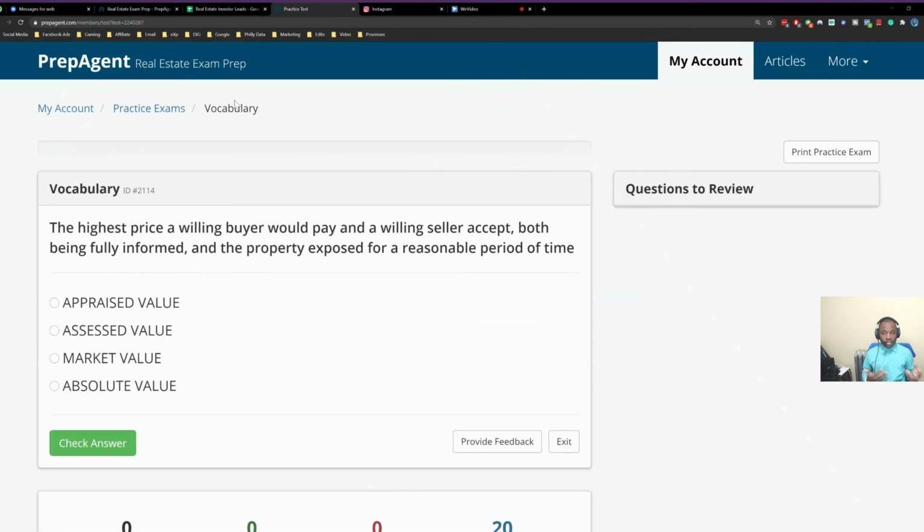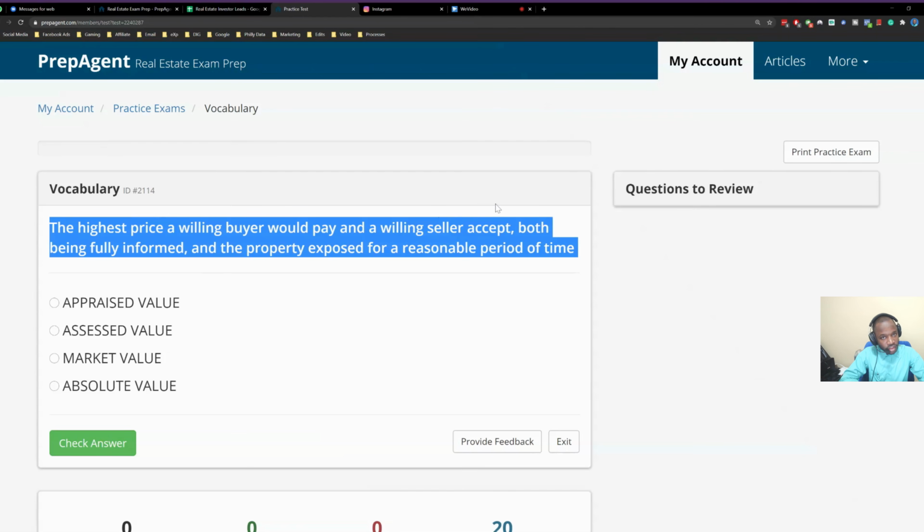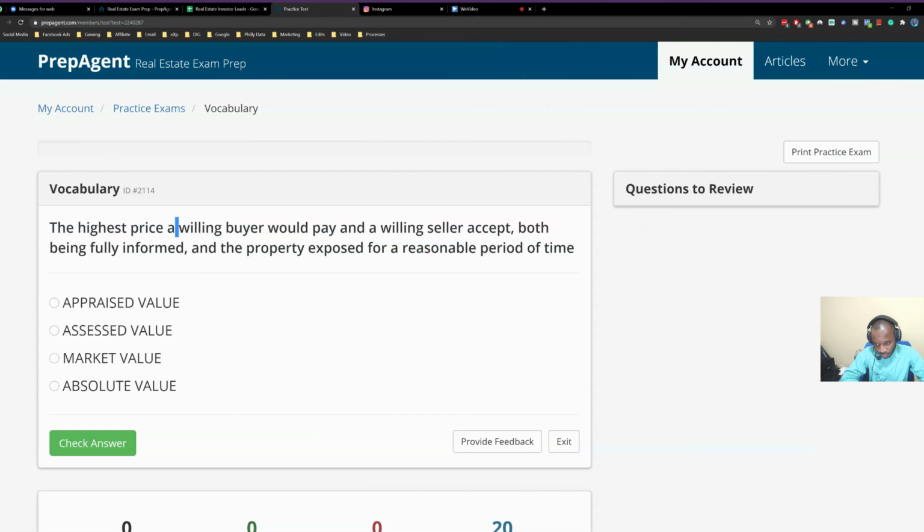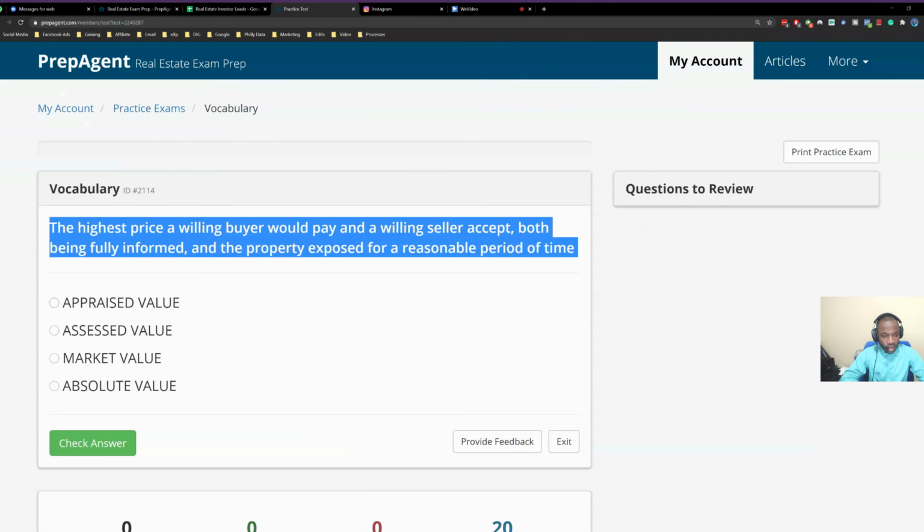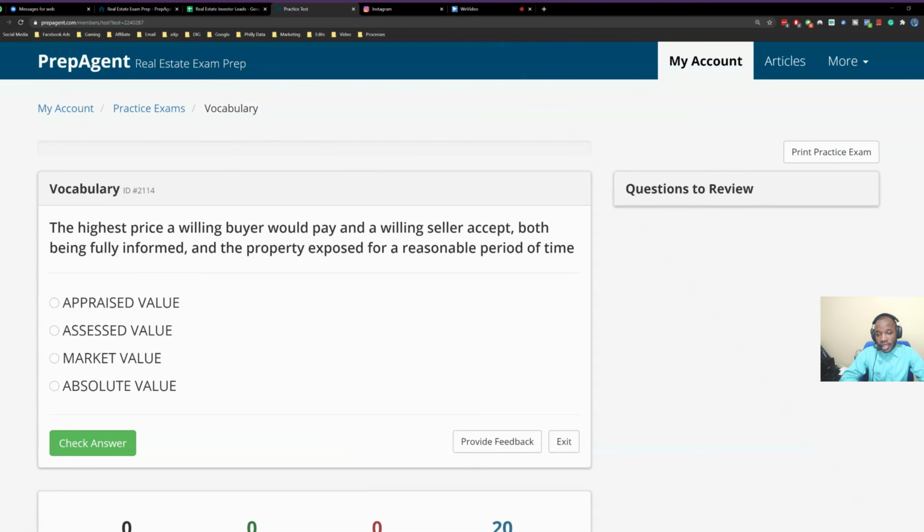Once you generate the exam within the software, this is the cool thing about the software, because it really gives you that simulation of what the test will be like. Once you generate the exam, you get this screen and you start to simulate the experience. This is the version of how the test will appear. It can vary, but this is an example of what you'll see on the test. This question is: the highest price a willing buyer would pay and a willing seller accept, both being fully informed and the property exposed for a reasonable period of time.